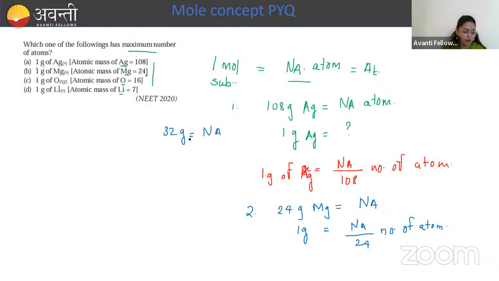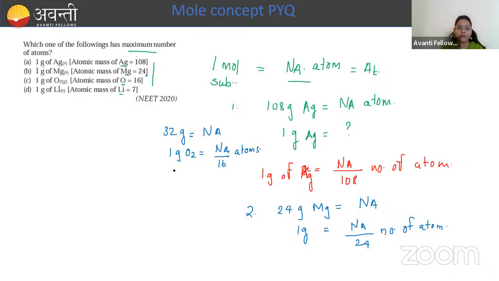So how many atoms will be present here? 32 grams will contain Avogadro's number of atoms. So 1 gram of O2 will contain Na upon 16 atoms, right? Na upon 16 atoms. So this is about oxygen.